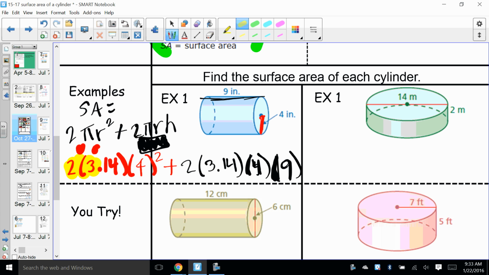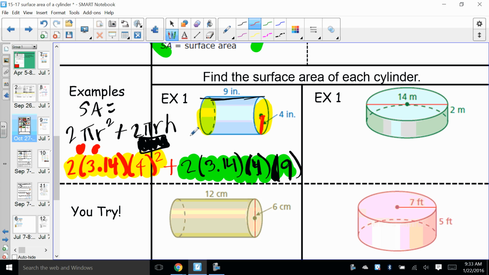So we have 2 pi r squared. Area of the 2 circles. Circle 1. There's your pi r squared. It's 2 of them. Plus 2 pi rh. So you're going to go ahead and type all that stuff in your calculator. Go. Everybody's typing it in. 2 pi r squared plus 2 pi rh.